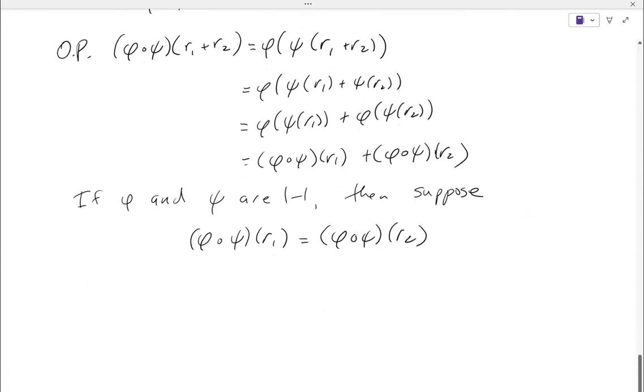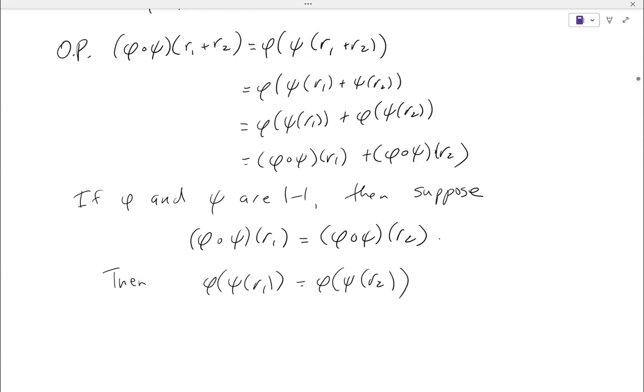What do we want our final line to be? Isn't it that R1 equals R2? Yeah, then R1 equals R2, right? That's what we want to get to. So rewriting our composition as what it really means, we'd have phi of psi of R1 equals phi of psi of R2. But again, remember, we're assuming that both are 1-to-1.